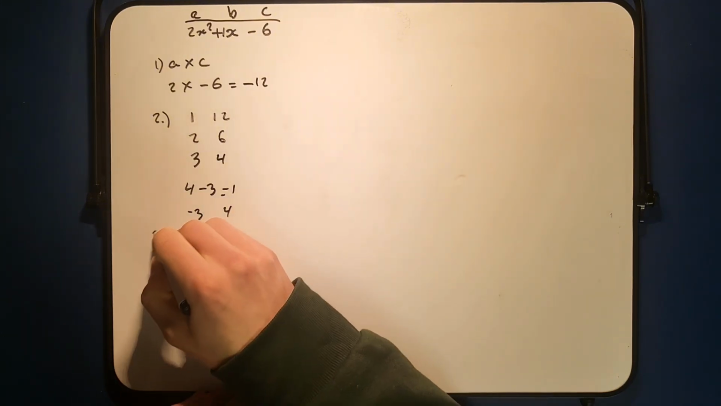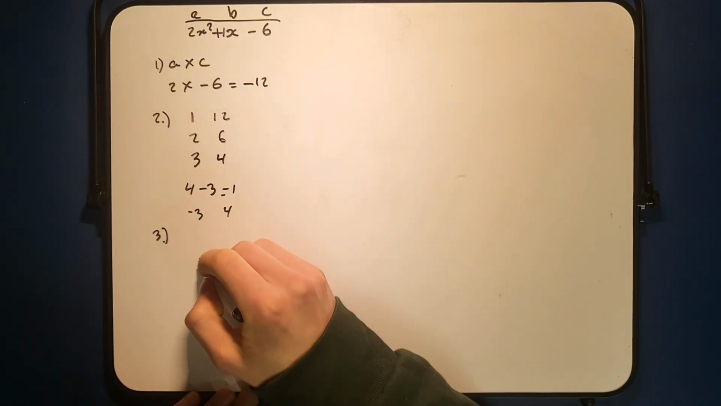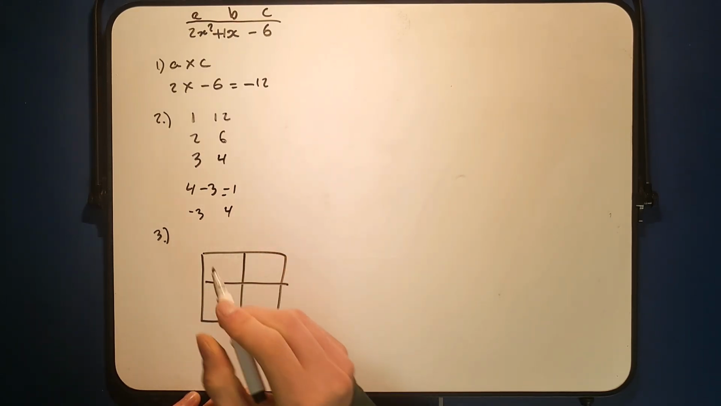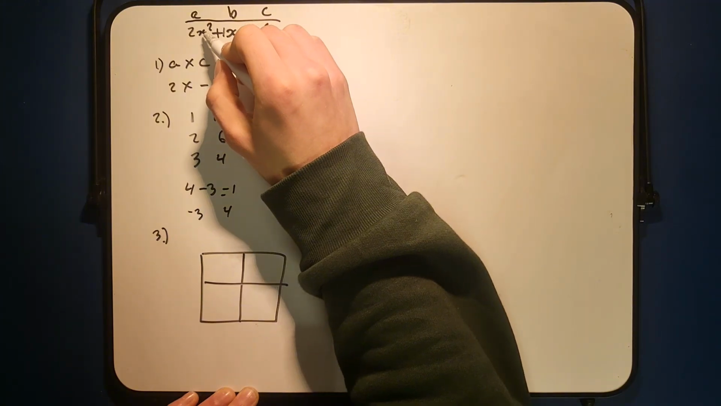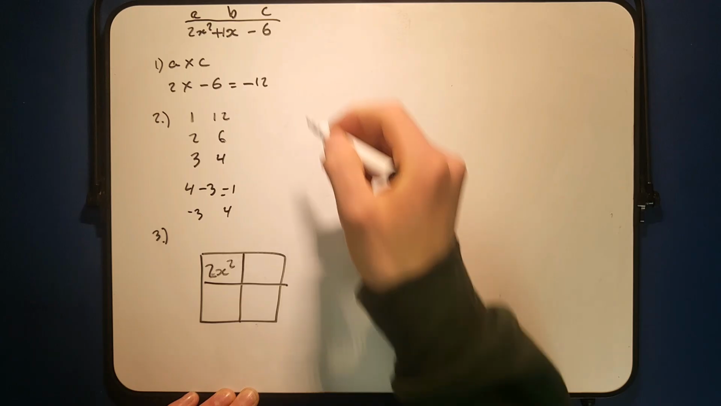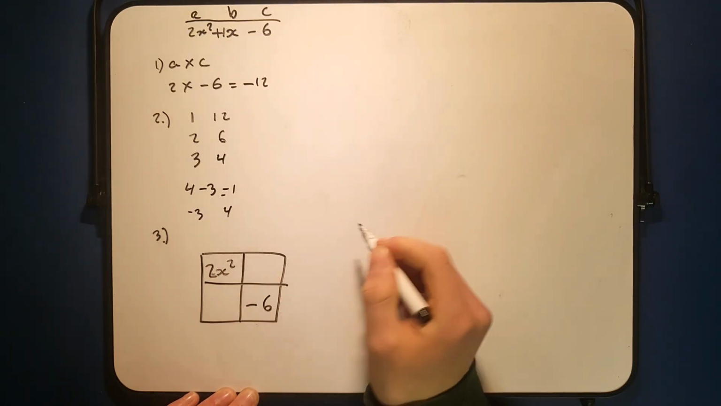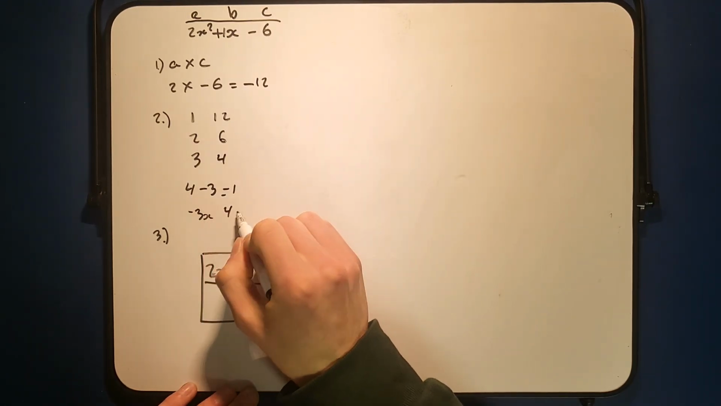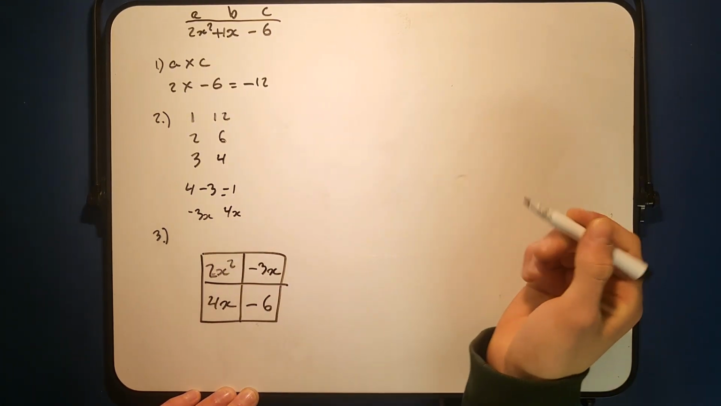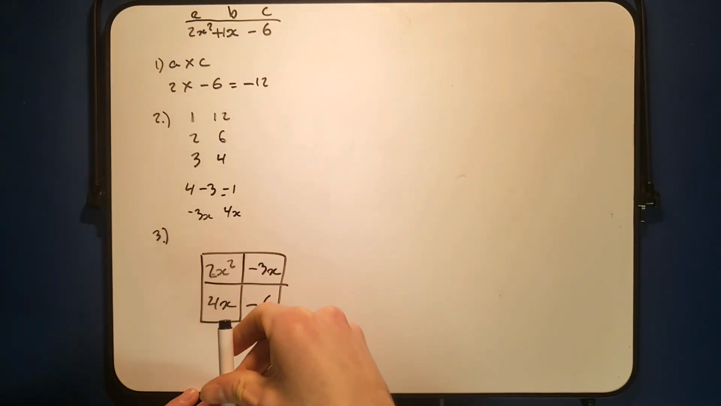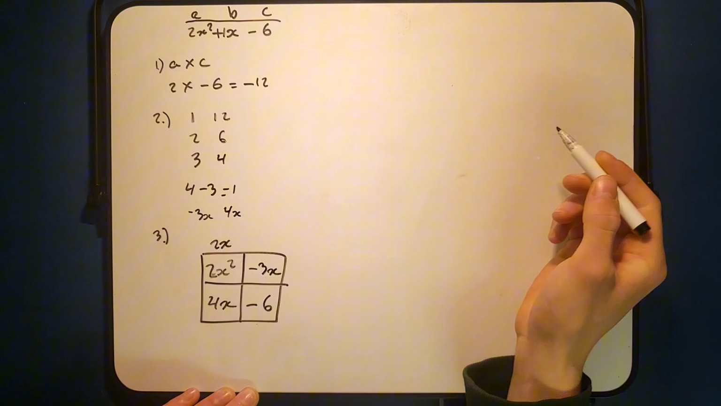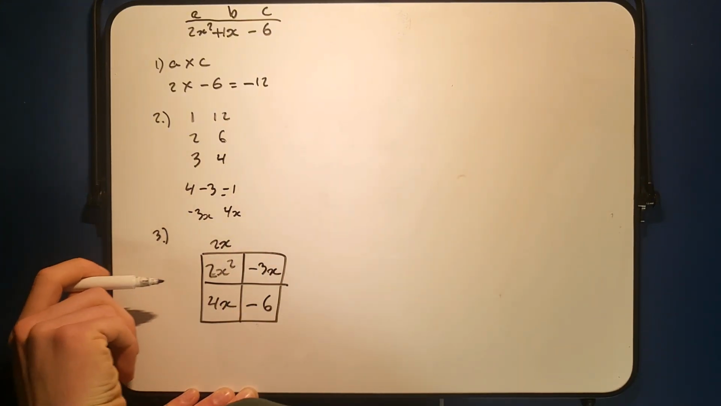Okay? Now, step 3, the box. We've got this number, the x squared term, goes top left, and the constant goes on the very bottom. So we got minus 6. And then our factors here are minus 3x and 4x. Okay. Now let's go down first. What goes into 2x squared and 4x? Well, that's 2x again.